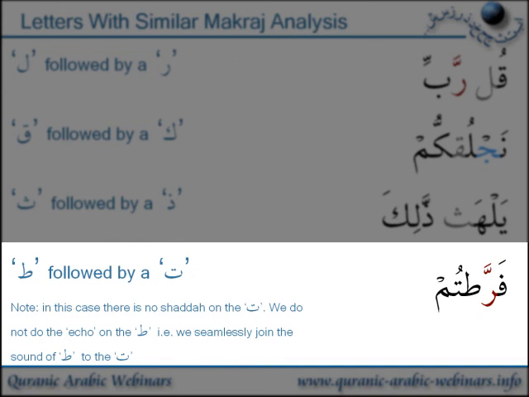Note, in this case there is no shadda on the ta. We do not do the echo on the tha, i.e. we seamlessly join the sound of the tha to the ta. So this is a little bit tricky. In this case we've got fa and then the ra. So the ra has to join to the tha, so the tha is not actually ignored. However, you then seamlessly finish the sound of the tha with a ta.